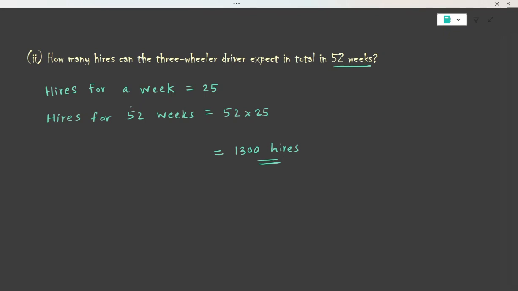Using part 1, we calculated the number of hires for a week. The mean number of hires for a week is 25. For 1 week it's 25. Therefore, for 52 weeks, we multiply the mean by 52 to get 1300 hires.